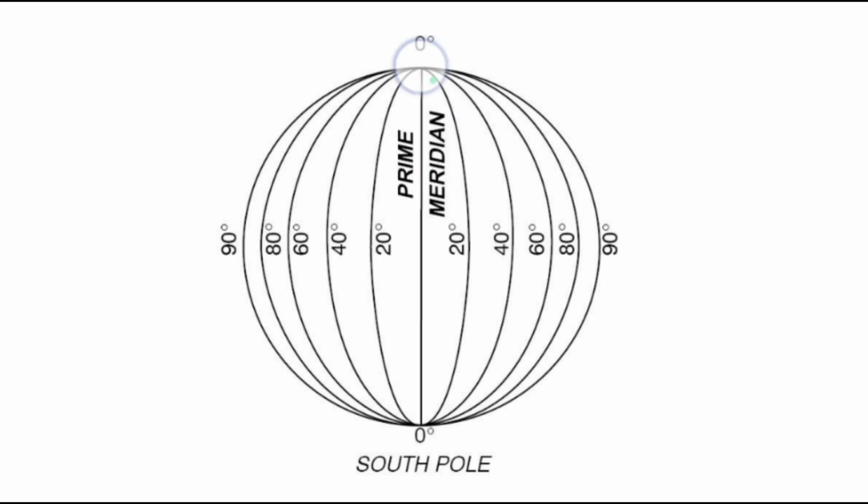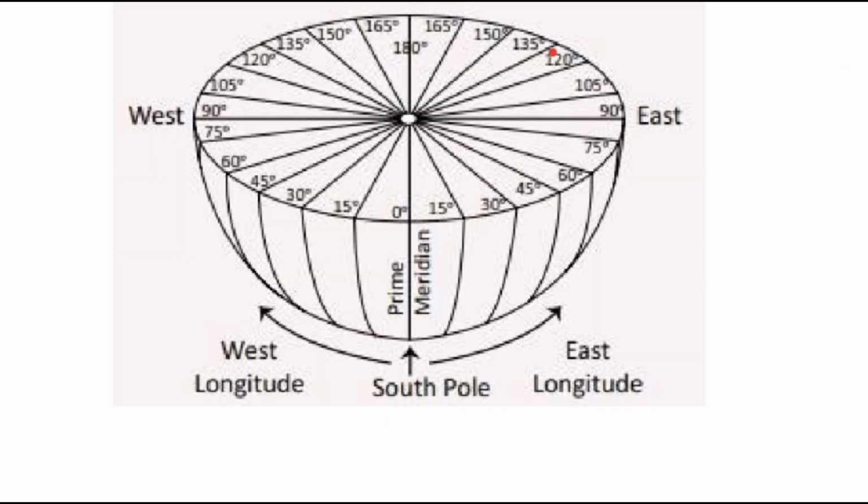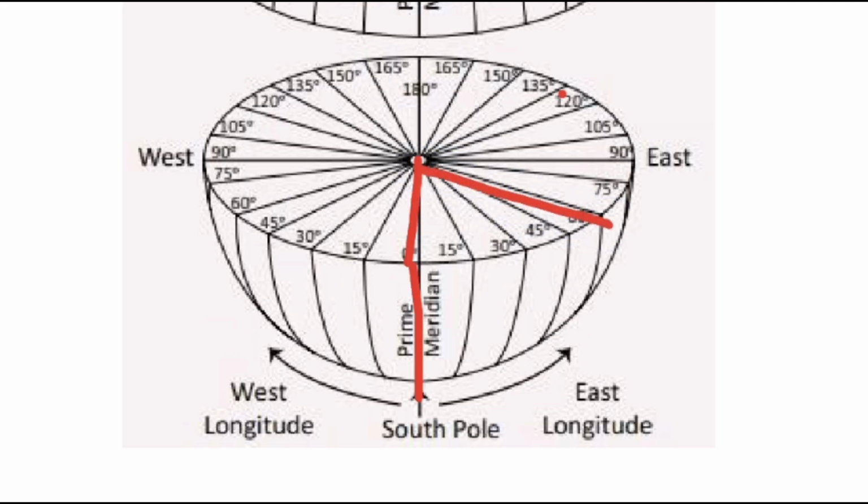So this is the prime meridian. We are taking another angle, for example 60 degrees. We consider the prime meridian and connect it with the center. So this angle is 60 degrees. That you need to understand.